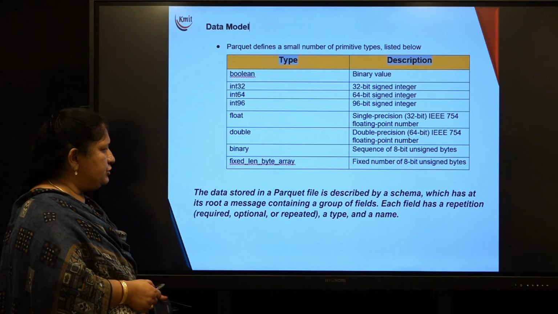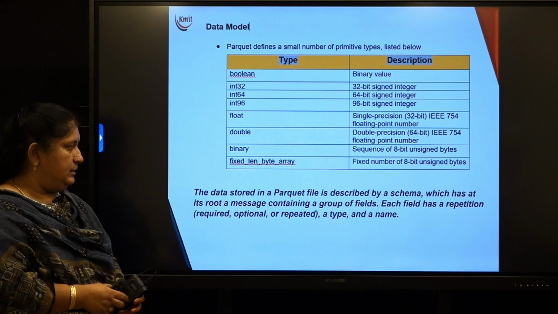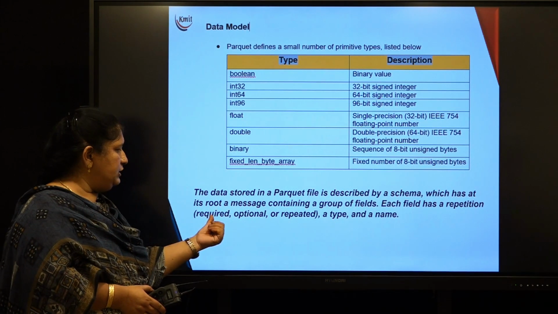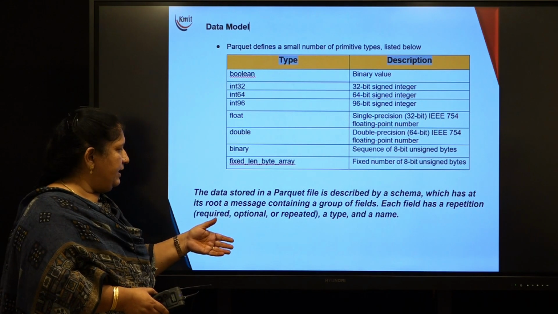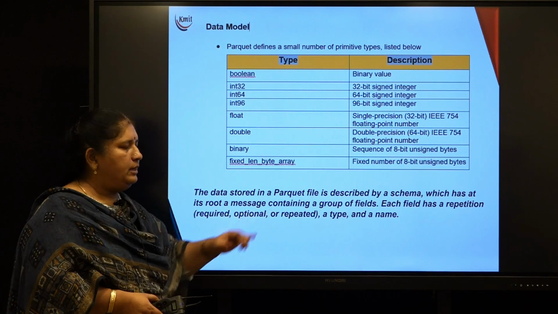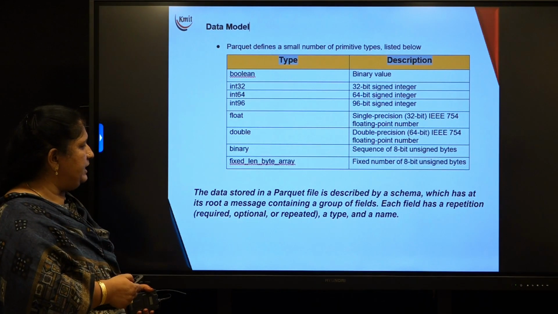And whenever you are trying to define fields, if it is a group of fields, you need to mention whether the field has a repetition, what is the repetition level, is it required, is it optional or repeated. We need to mention this with every attribute we are maintaining in the file.